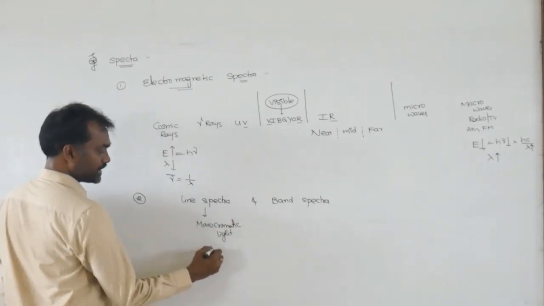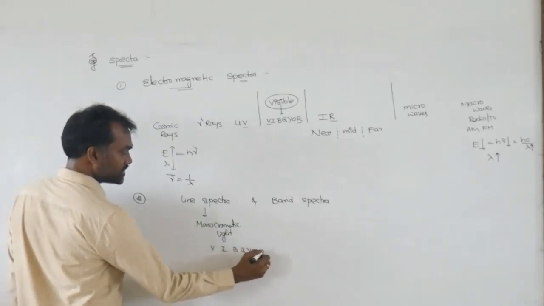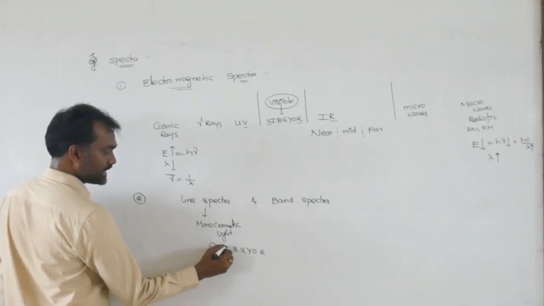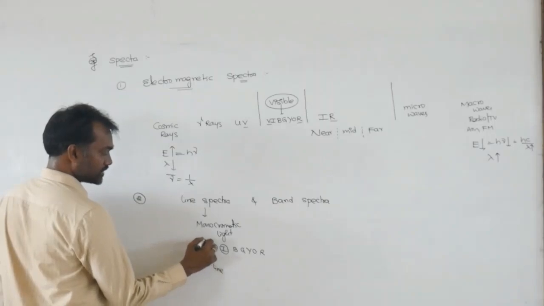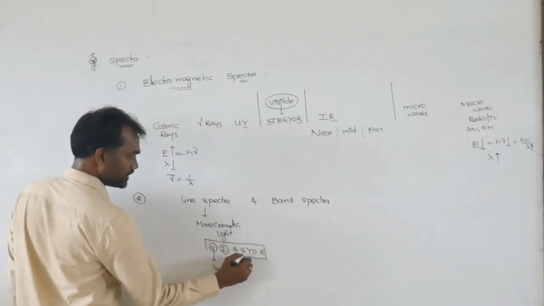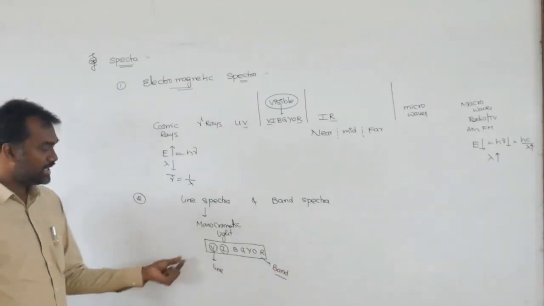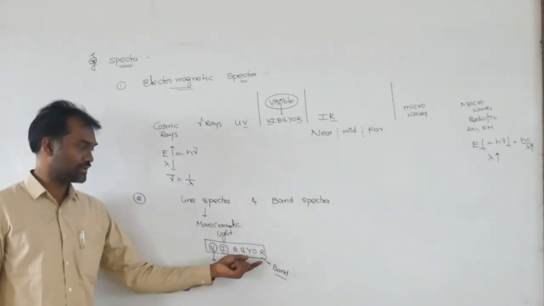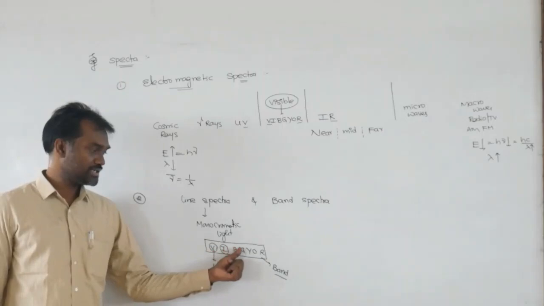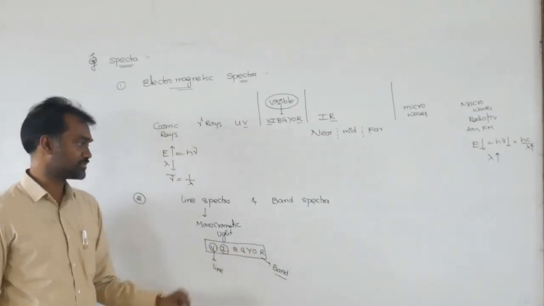See, suppose we take VIBGYOR. VIBGYOR means every single color, and every single color is a line. This is a combination of different colors, all colors, and this is called a band. So individual single colors we can take as a single line spectrum.